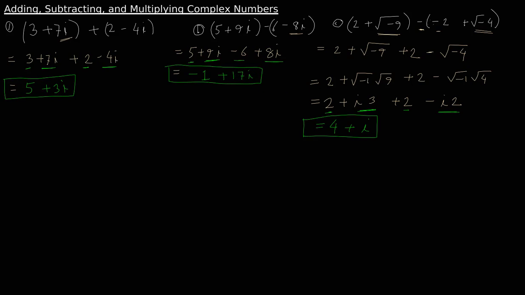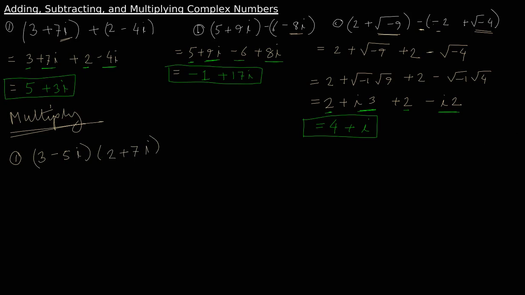Now let us try to multiply two complex numbers. Multiplication is also pretty simple, but again we have to do it. So let us try to write down a few problems. First of all, let me write down one problem. Let's say I have 3 minus 5i multiplied by 2 plus 7i.